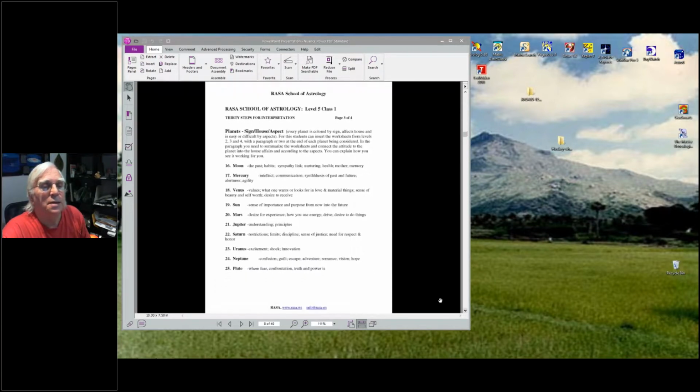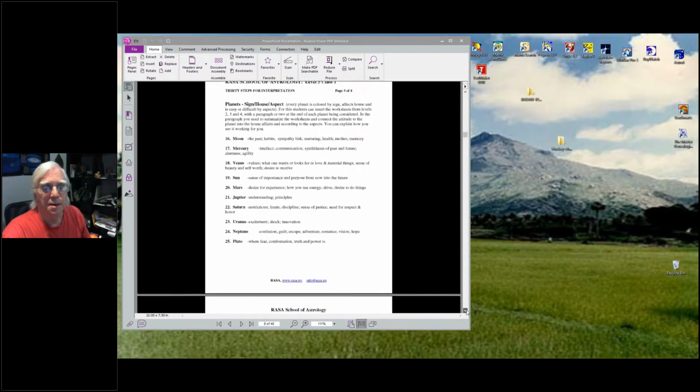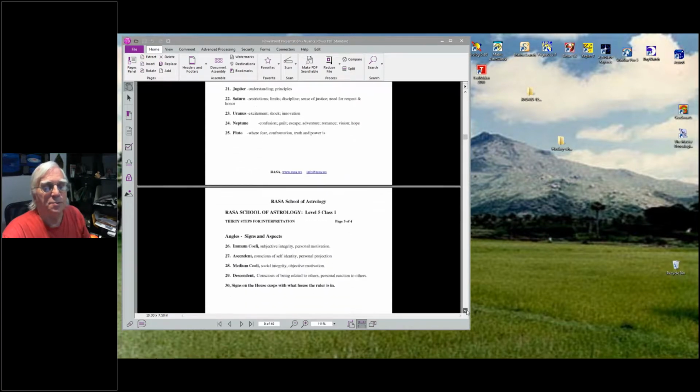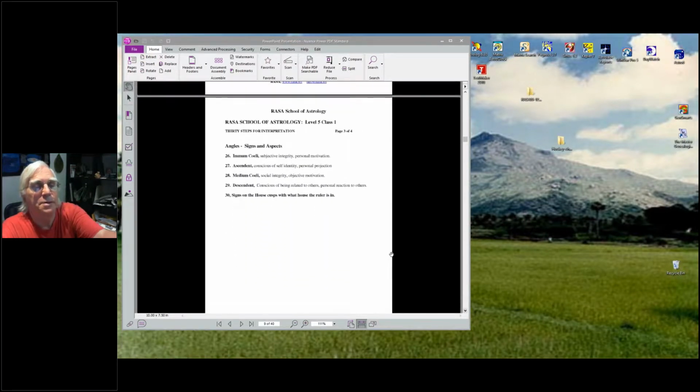Then we had the main thing of taking each planet and looking at the sign, the house, and the aspects to it, and seeing each planet at a time and what it does. And at the last point, there's the angles and what's happening with the angles, and the signs on the house cusp side. These are the things we did with natal charts. These are the things you have to be familiar with.